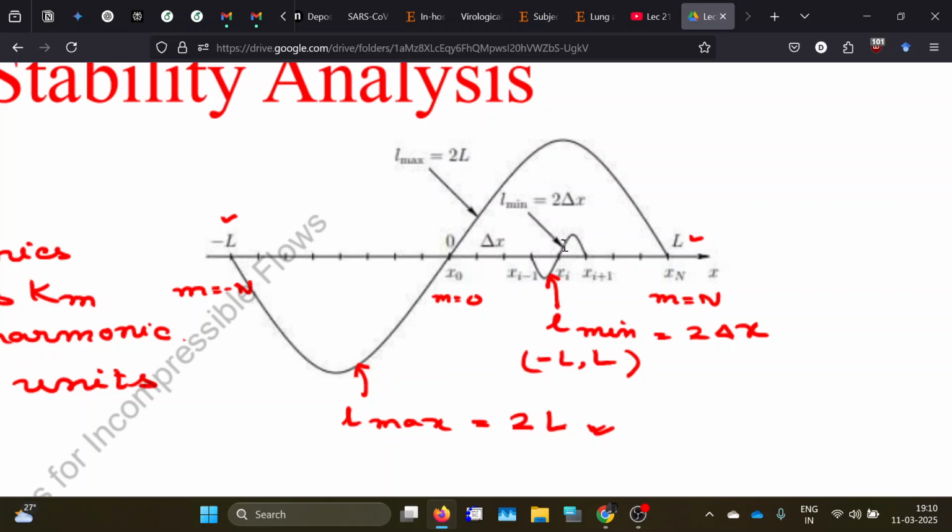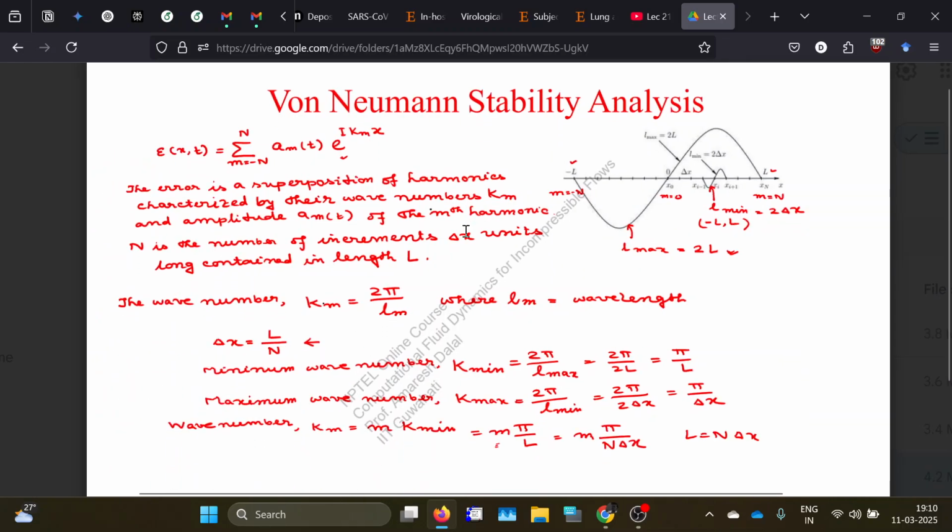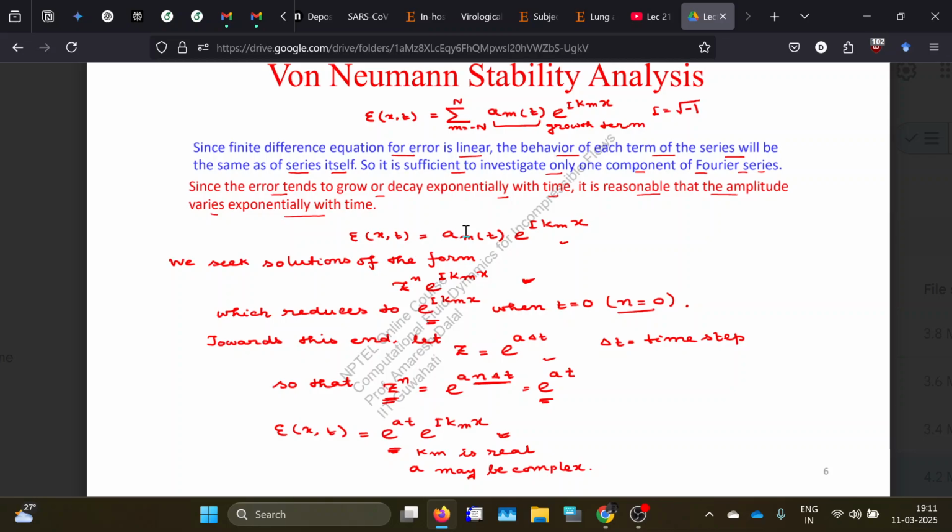Can you shorten this so that I can see the content nearby? Now here the error is a superposition. And now we have defined this delta k, the wave number and all those things. Okay, that's fine. Can you go to the next slide?